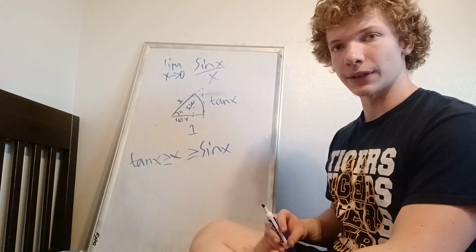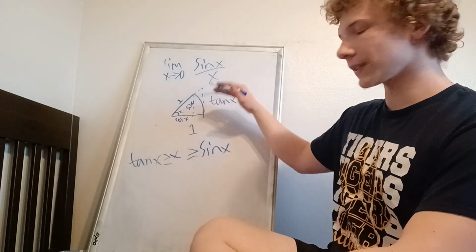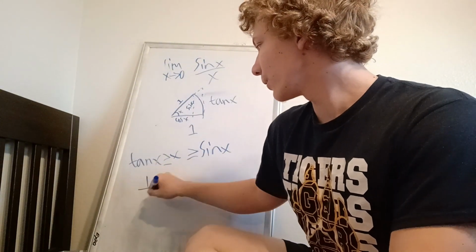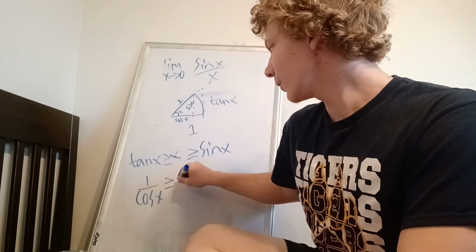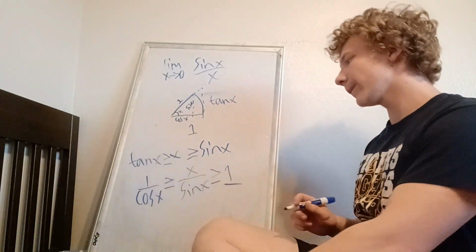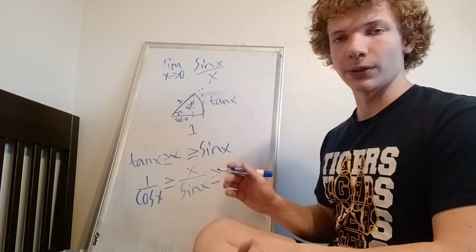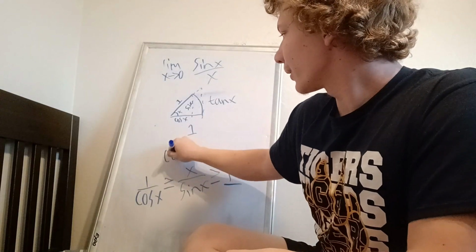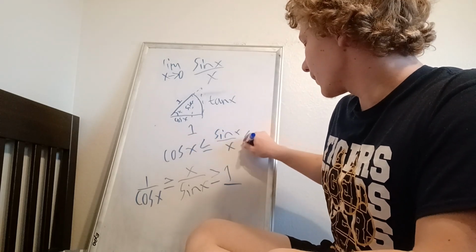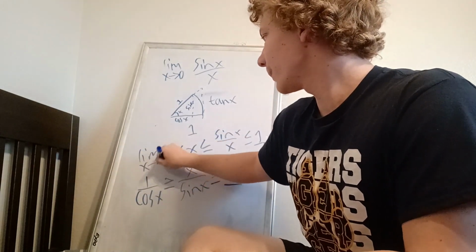Now, we need to rearrange this to get sine x over x. So what we'll do is divide everything by sine x. Since sine x is positive in this case, we don't have to flip any of the inequalities. Tangent divided by sine is, of course, 1 over cosine, greater than or equal to x over sine x, greater than or equal to 1. Now, we're going to flip all three of these. And when we do that, we will need to change the order of the inequality. Flipping them, we'll get cosine x is less than or equal to sine x over x, which is less than or equal to 1. Now, we will take the limit as x approaches 0.